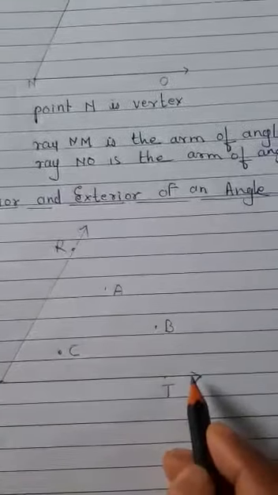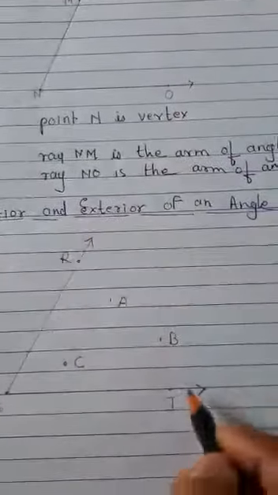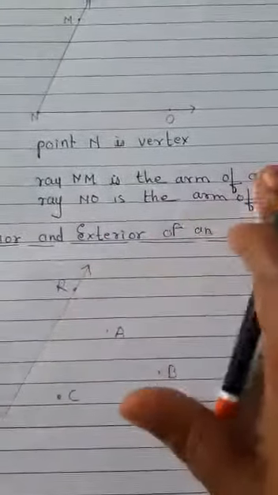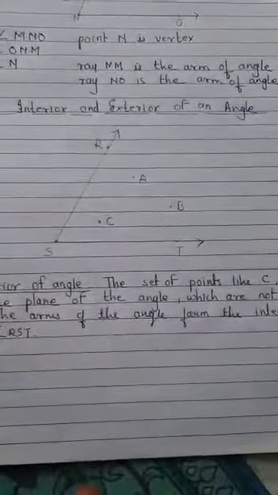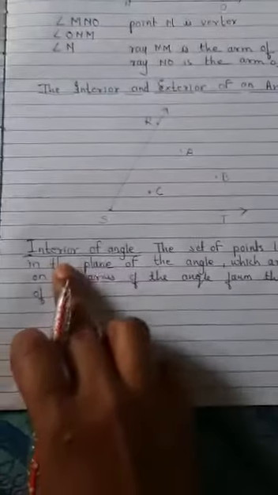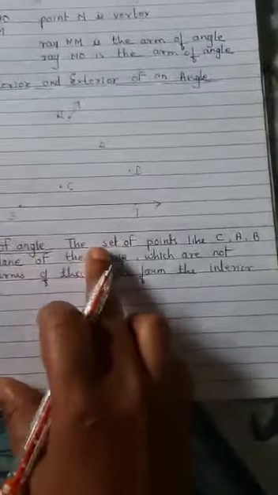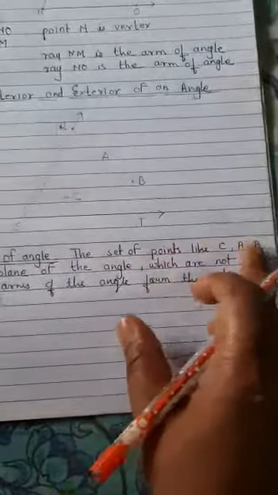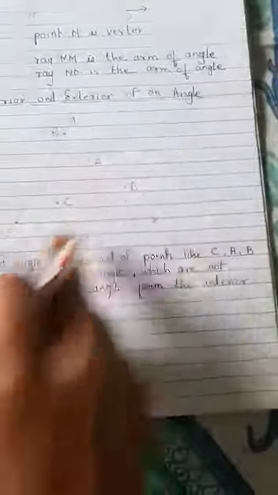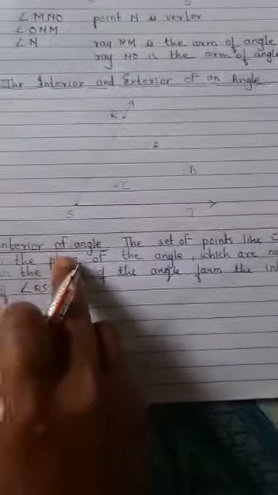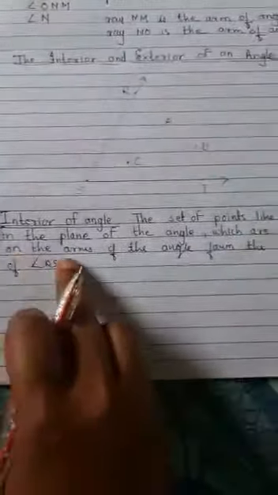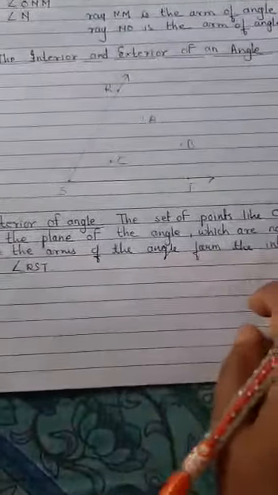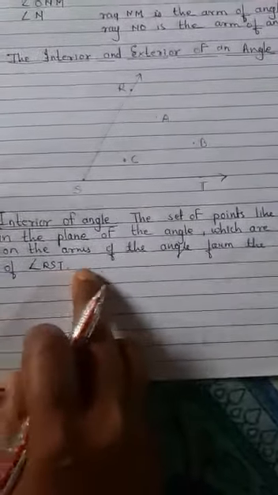So if you extend these rays further, whatever portion these rays cover inside the angle is called the interior of the angle. So we can say the interior of the angle means the set of points like C, A, B in the plane of the angle and which are not on the arms of the angle form the interior of angle RST.